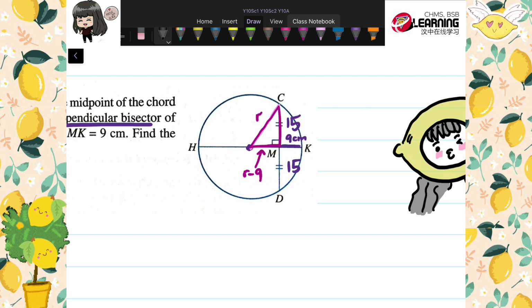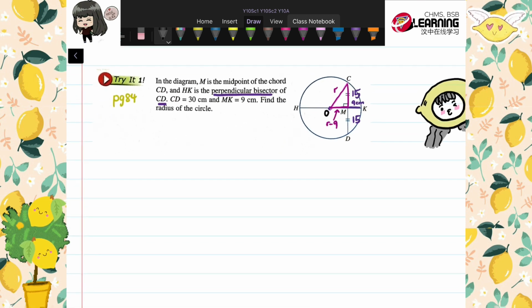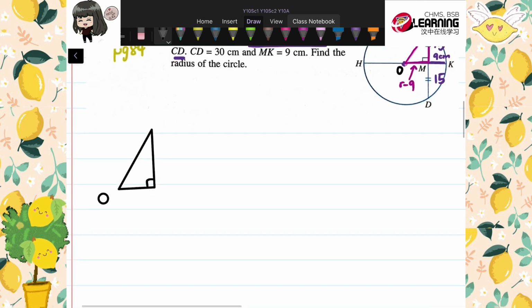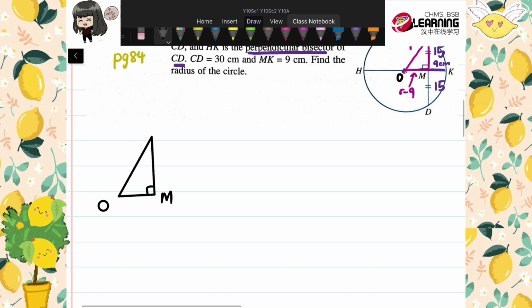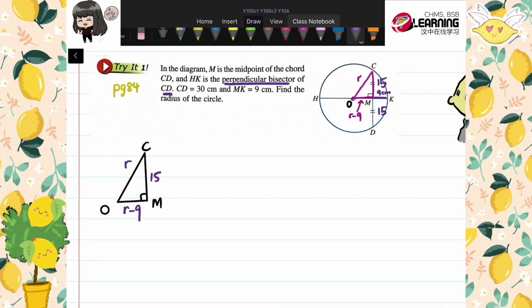So if I were to redraw this again, O is the center. This will be your 90 degrees. O, M, and C. This is your r. This is r minus 9. And then this is 15. Now we want to find r. This is a right-angled triangle. Whenever we have a right-angled triangle, we can use Pythagoras or SOHCAHTOA. SOHCAHTOA involves angles. Here, they don't ask for any angle, so you don't need to find an angle. You use Pythagoras' theorem.